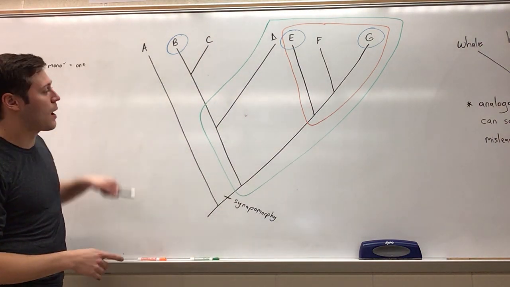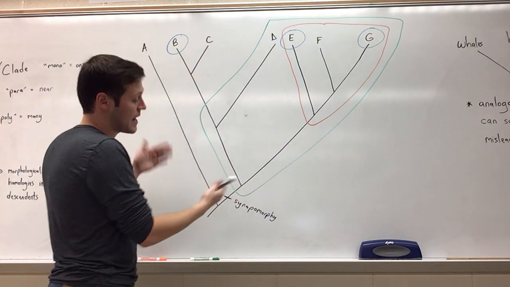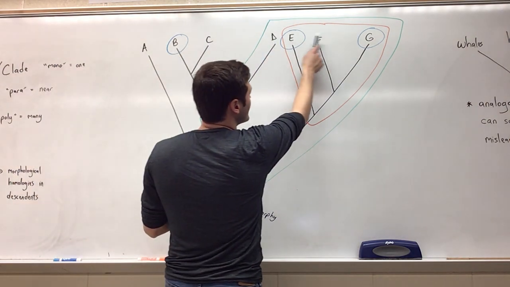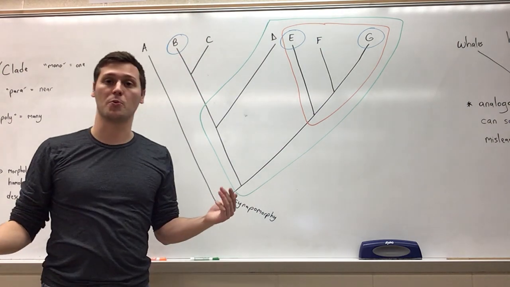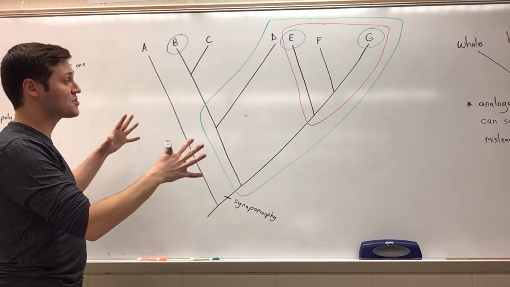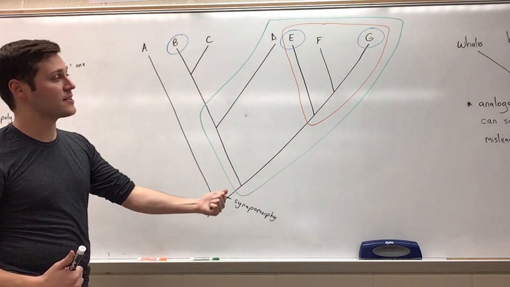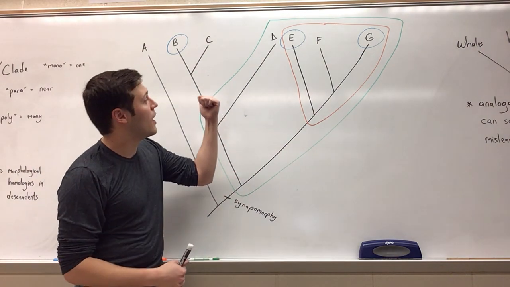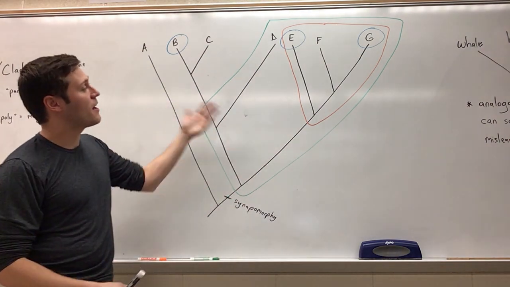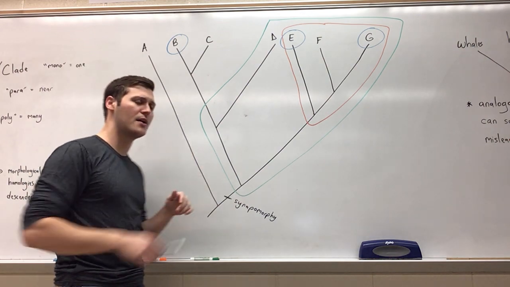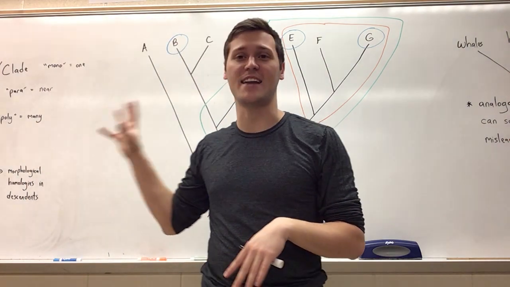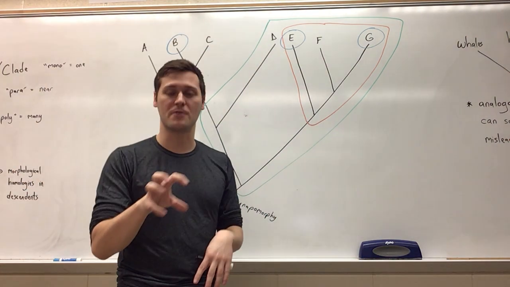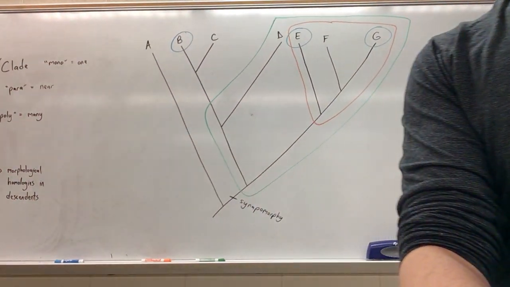And again, A would probably be our outgroup, and B, C, D, E, F, and G would be our in-group. So those are some terms that you should know as well. Monophyletic group, or clade, paraphyletic group, and polyphyletic group. The other term that I had over here was synapomorphy. So a synapomorphy, let me bring you back over here.